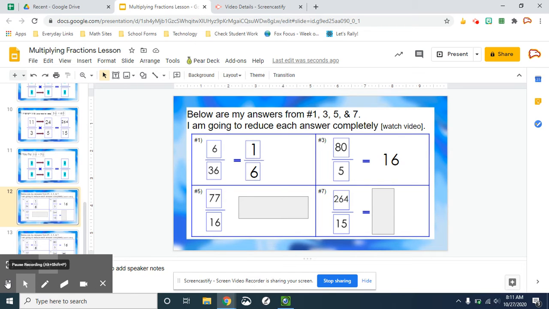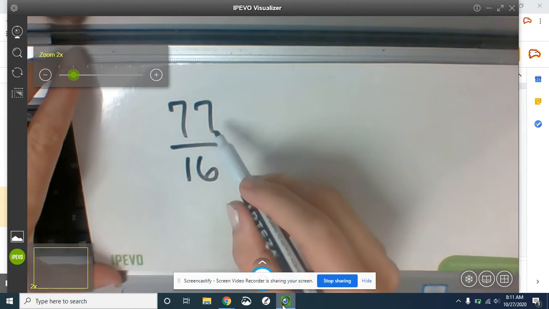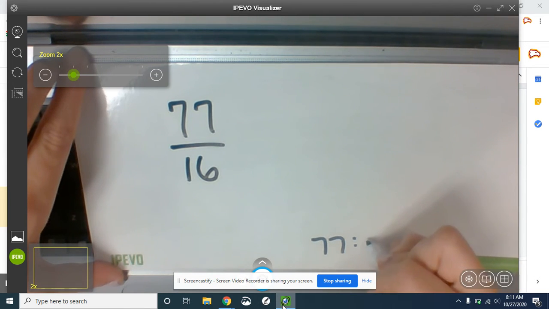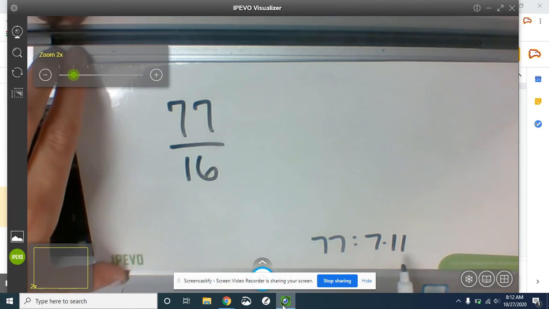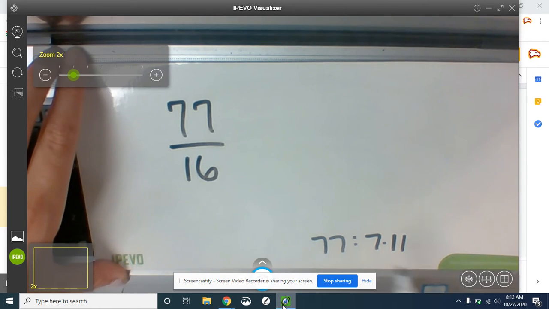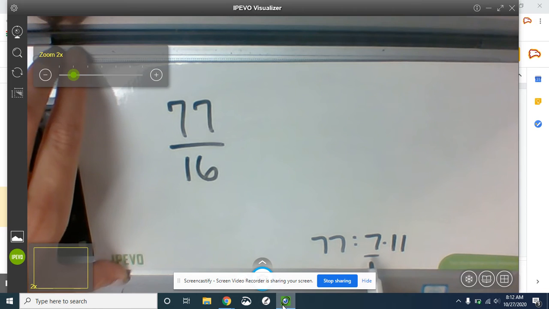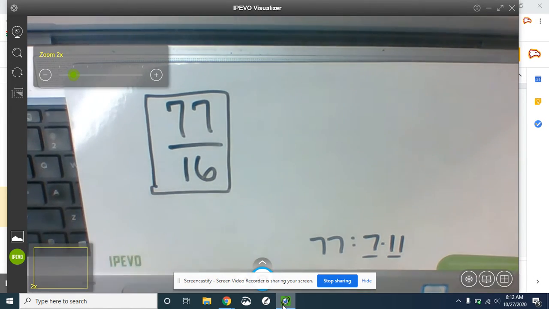So we have 16 for number 3. Now let's look at number 5. Oh, I was going in order. My bad. All right, so 77/16. 77, we know, has factors of 7 and 11. Those are both prime numbers. Prime numbers means that they can't be divided by anything else. So we just need to see if 16 could also be divisible by 7. The multiples of 7 go 7, 14, 21. It skips over 16. And 11, 22, it skips over 16. So this one cannot be reduced anymore, and that is our final answer.